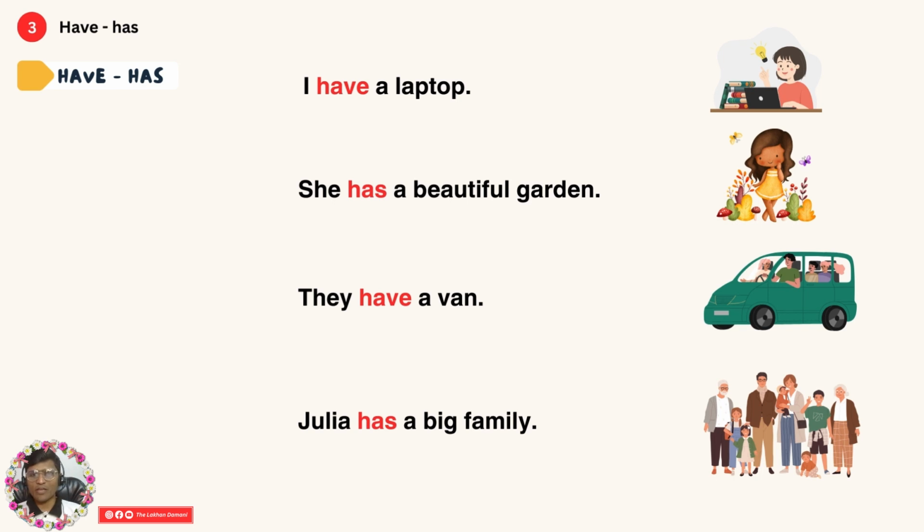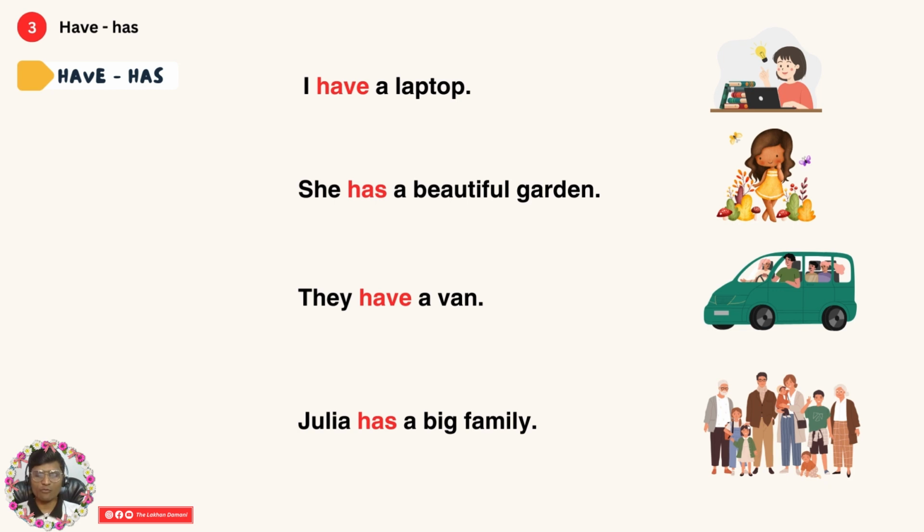Julia has a big family. So here we talked about have and has, something like a possessive, right? To possess means to have someone or something. So we use have and has in the simple tense, meaning someone owns it. They have, it means their car, their garden, their laptop, and their family. That's a simple use. So remember, has and have are different.